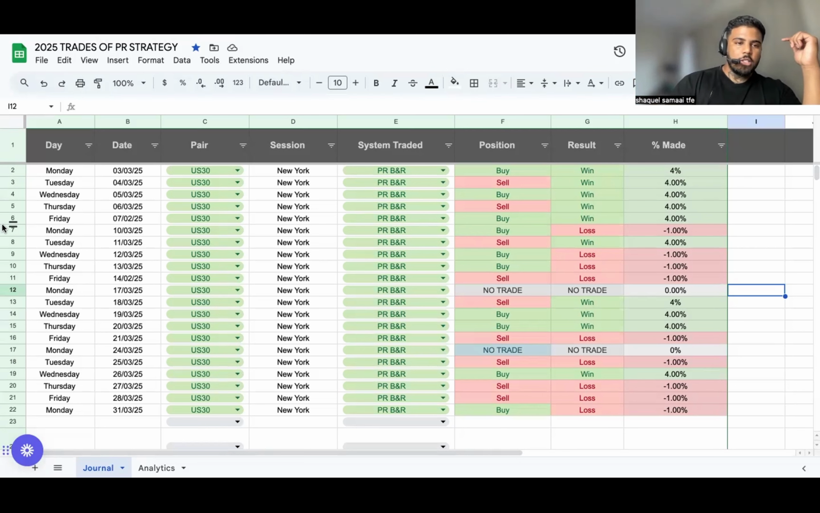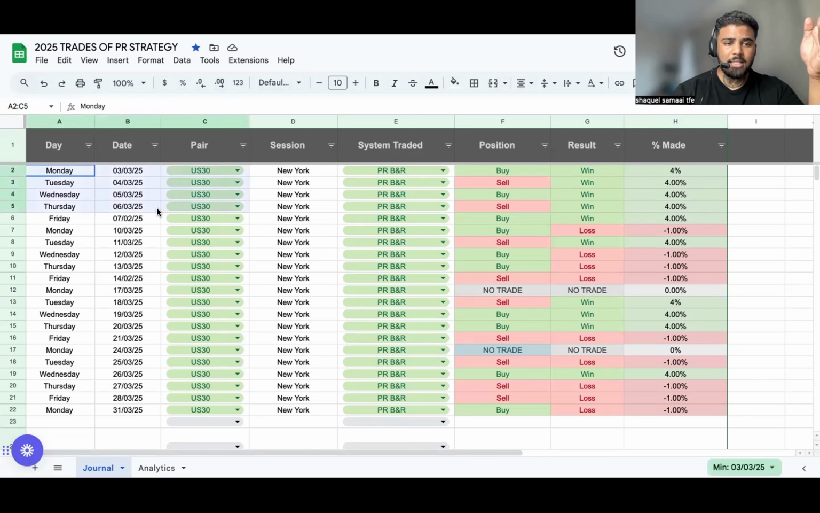Okay, guys. So as you can see, this entire month, I start off the month with wins: 4%, 4%, 4%, 4%. And we're going to go over this, guys. You can see the dates over there, the pair, the New York session, and you can see I'm using the PR, this is the precision break and retest strategy. Buy, win, beautiful. When I win, I win 4. When I lose, I lose 1.